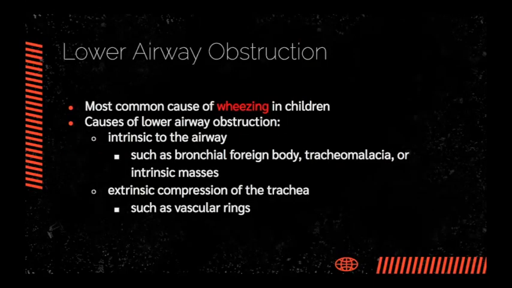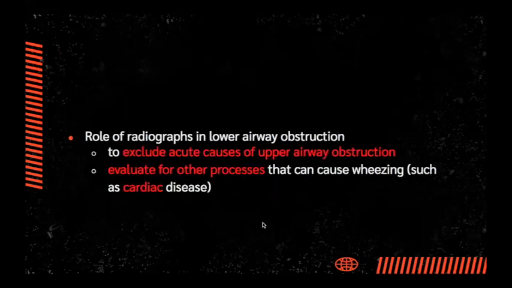Right, so we move on to lower airway obstruction. If a patient has a lower airway obstruction, the most common presentation will be wheezing, and the cause could be either intrinsic or extrinsic. Intrinsic will be bronchial foreign body, tracheomalacia, or any masses. If there's extrinsic compression, the patient might have some vascular rings.